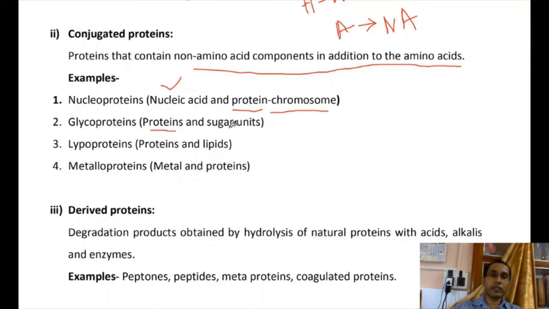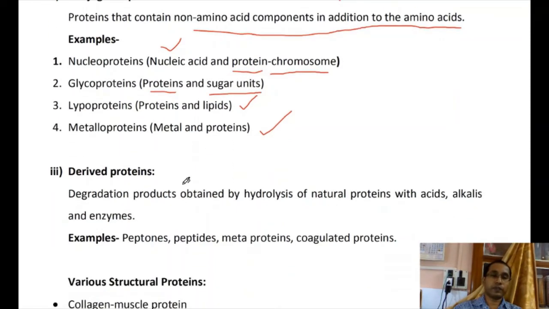Another example is glycoprotein. Protein part is there and glycogens are attached as a sugar unit to make these conjugated proteins. Lipoprotein, lipid plus protein, is lipoprotein. Metalloproteins are very good examples, metal plus proteins.